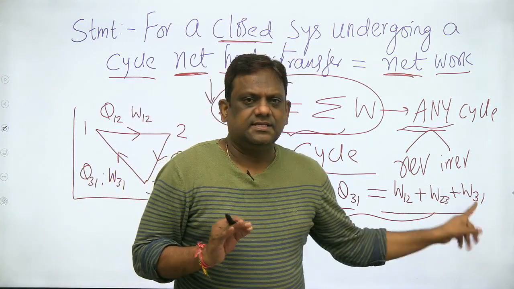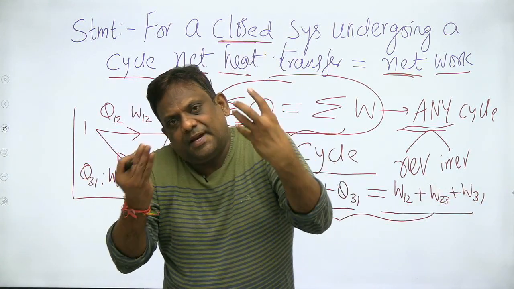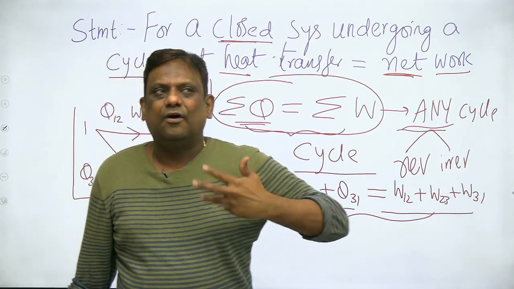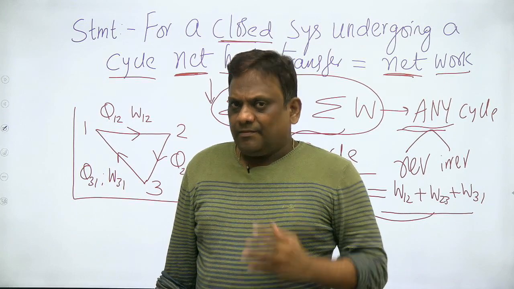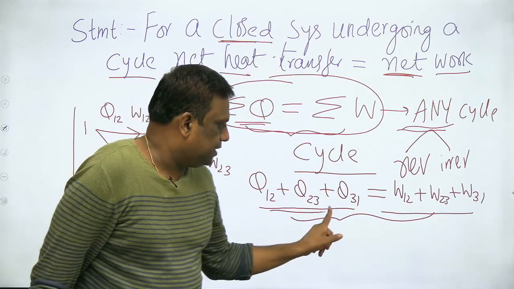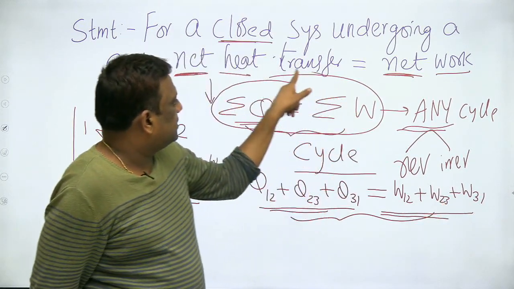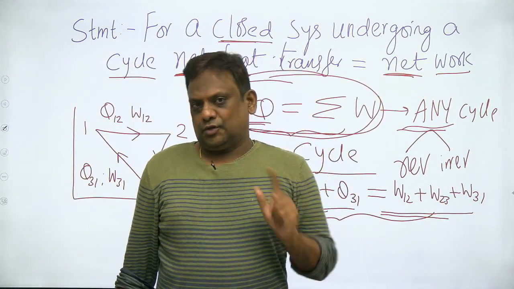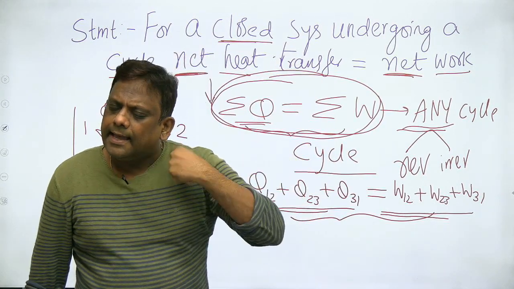Where did we get this from? We got this from experiments. That is, sigma Q is equal to sigma W. This is obtained from experiments. So that is the meaning of sigma Q is equal to sigma W. And this equation is valid only for a cycle, not for a process. And which cycle? Any cycle.